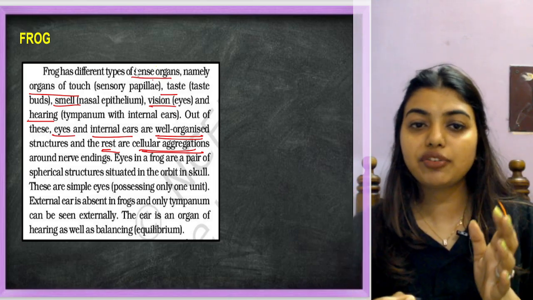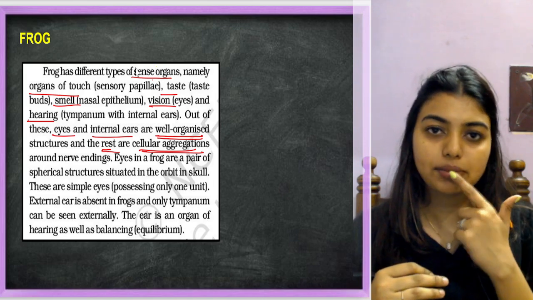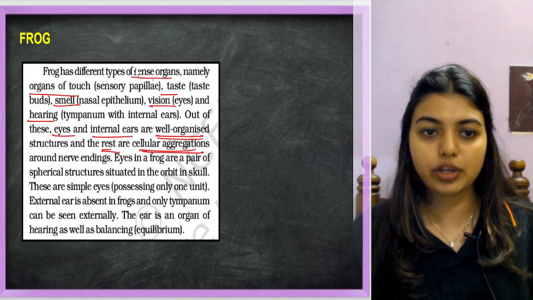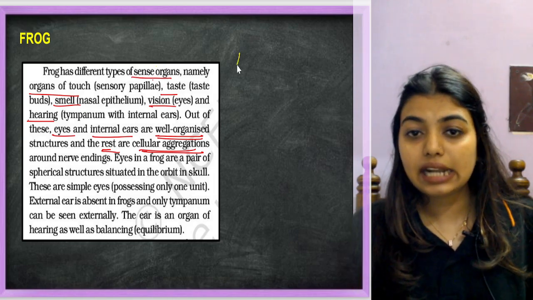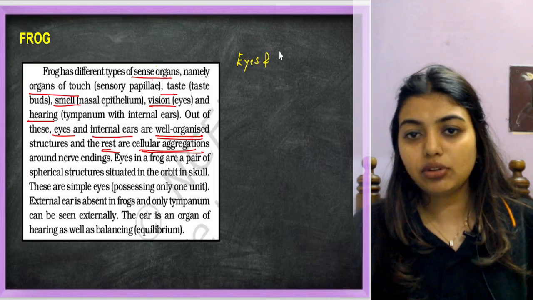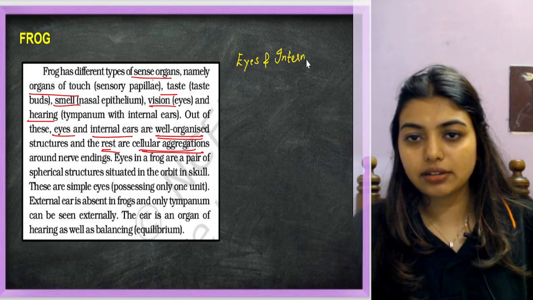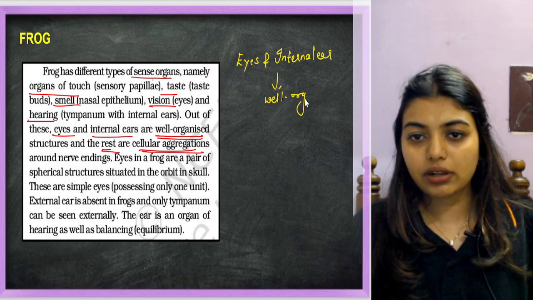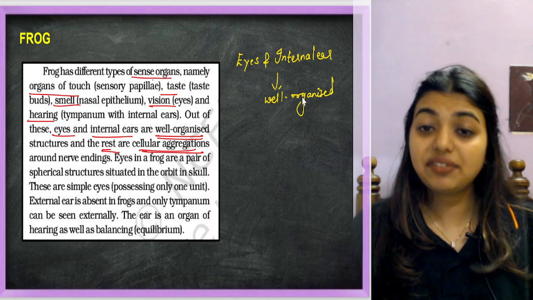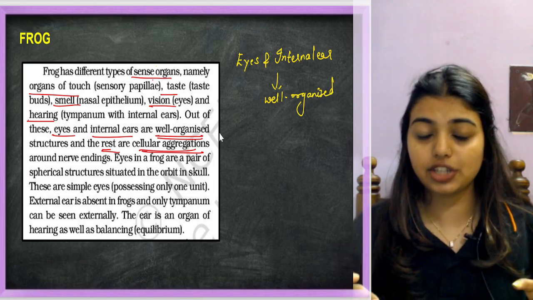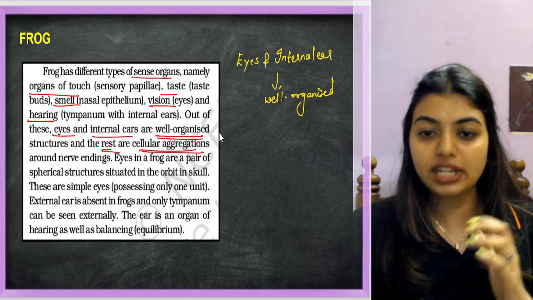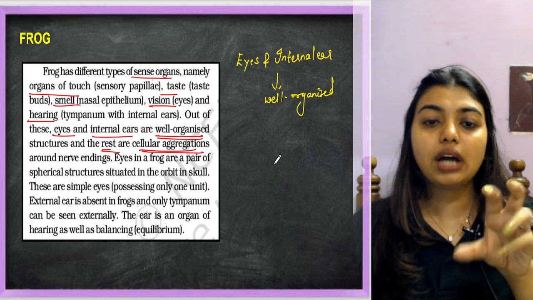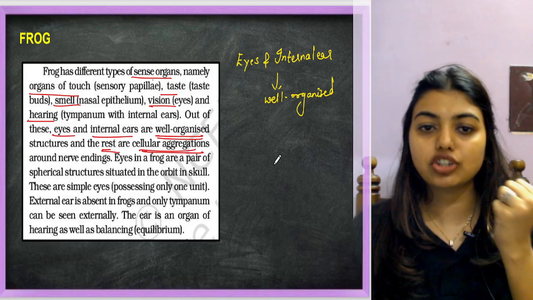Organ of touch is going to be sensory papillae, taste is taste buds, smell is nasal epithelium, vision is the eyes, and hearing is the tympanum. Out of all these, only the eyes and the internal ear are well organized. The rest are just cellular aggregations, which means they are not completely developed.